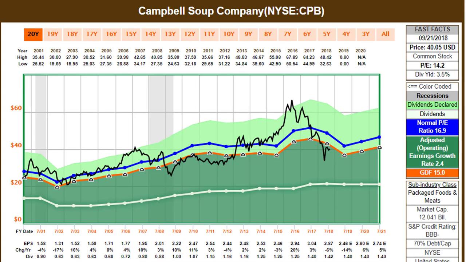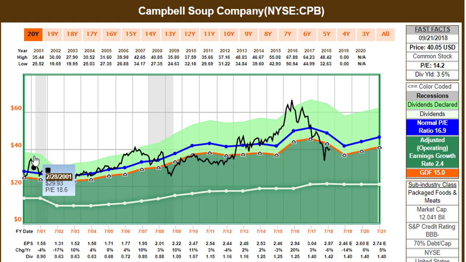With my second example, I'm going to take a look at investing in Campbell Soup. Now, Campbell Soup is a lot different than Starbucks. Number one is I want you to notice the growth rate is only 2.4% over this time frame going back to 2001. I also want you to notice the cyclical nature of this particular company.